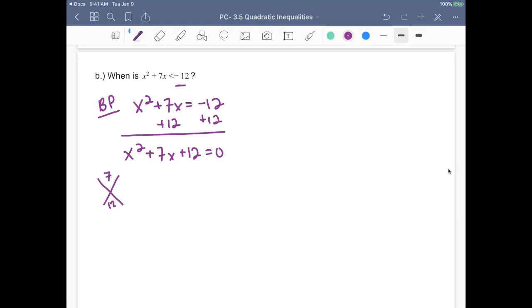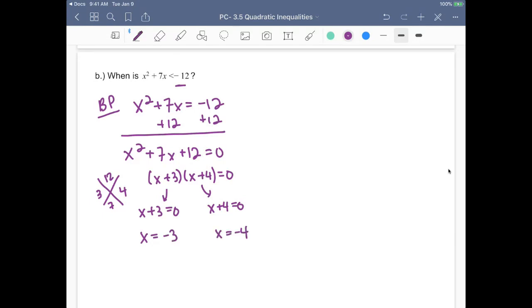So what multiplies, I did that backwards. What multiplies to 12 and adds to 7? That's 3 and 4. So we get x plus 3 times x plus 4 is equal to 0. Using zero product property, x plus 3 is equal to 0, and x plus 4 is equal to 0. So when x equals negative 3 and when x equals negative 4, we're going to have zeros.